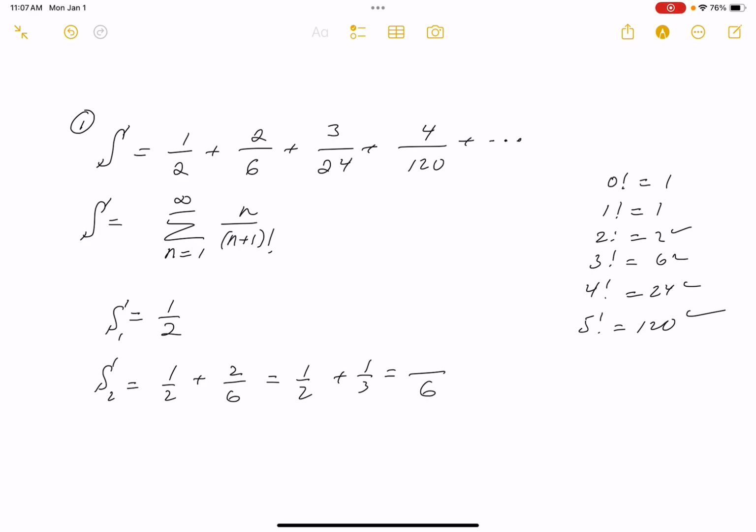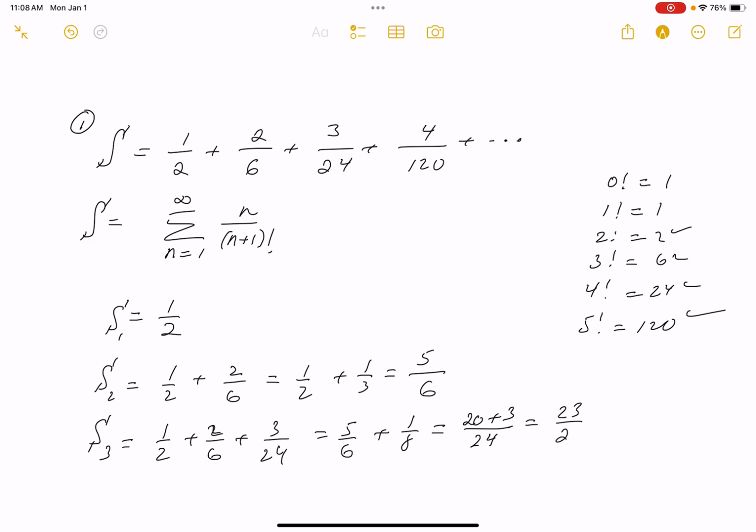Then when you get S3, what's that going to be? 1/2 plus 2 over 6 plus 3 over 24. Well, we already did the first two terms. That's going to be 5/6. And 3 over 24 is 1/8. The common denominator would be 24. And let's see, that would be 4 times 6 is 24, so you get 20. And 3 times 8 is 24, that would give you 3. You get 23 over 24.